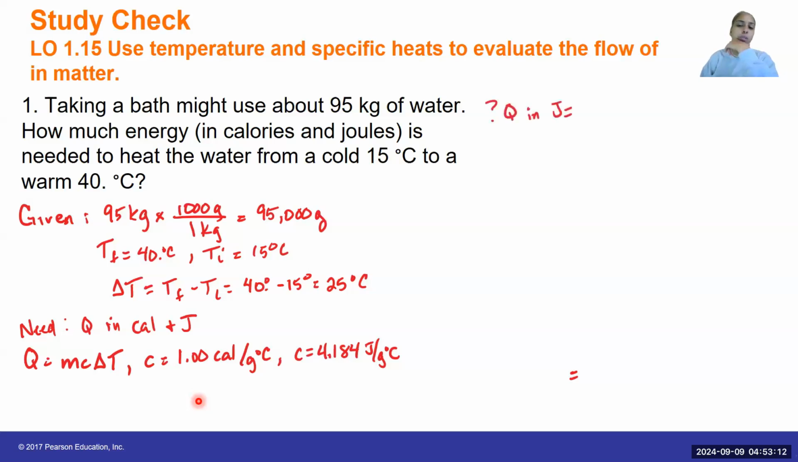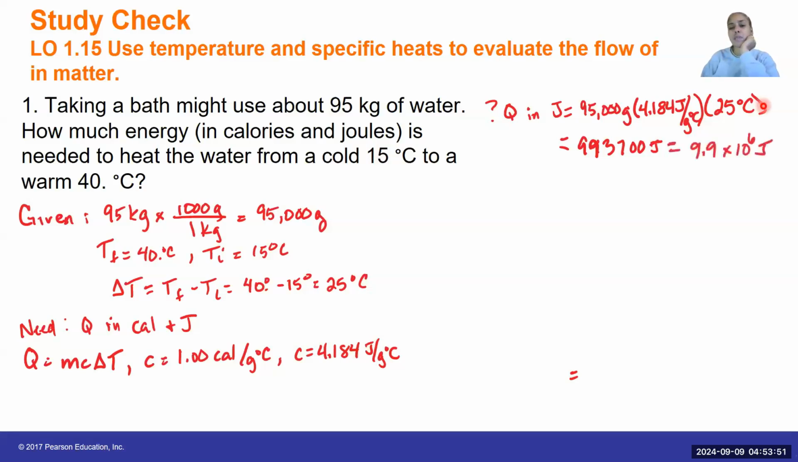So first, let's do Q in joules. 95,000 grams times 4.184 joules per gram degrees Celsius times 25 degrees Celsius. Our grams cancel out, our Celsius cancel out, and we're left with 993,700 joules. These are all multiplication, right? So I have 2 sig figs and 2 sig figs. My final answer should be 2 sig figs.